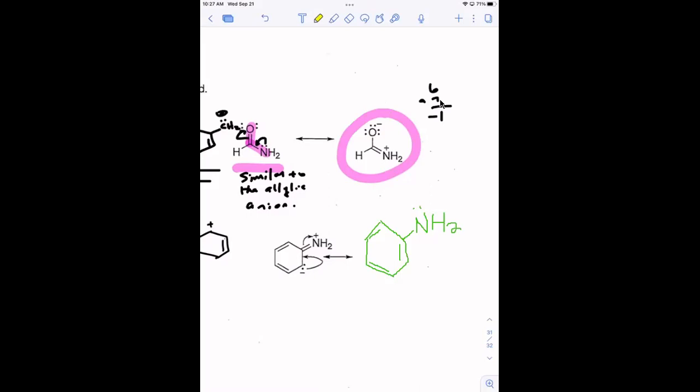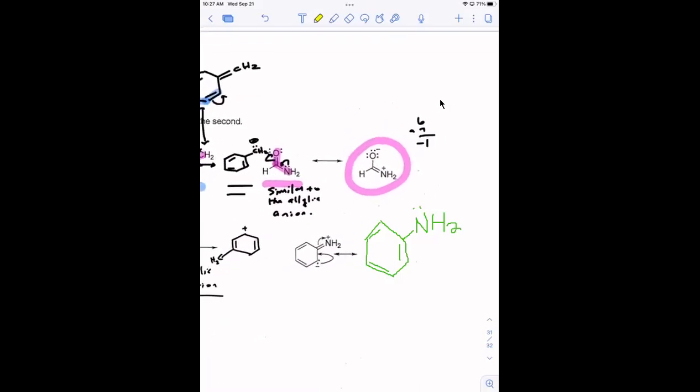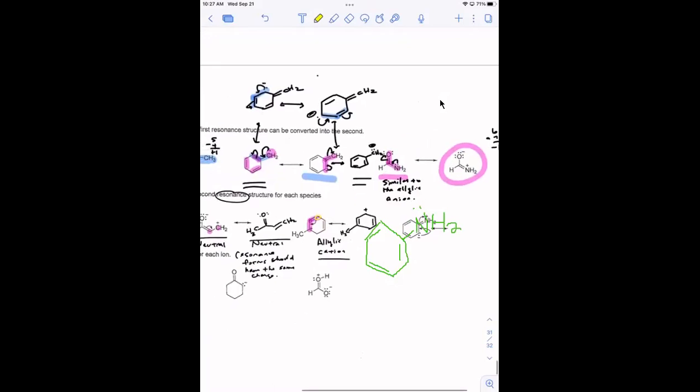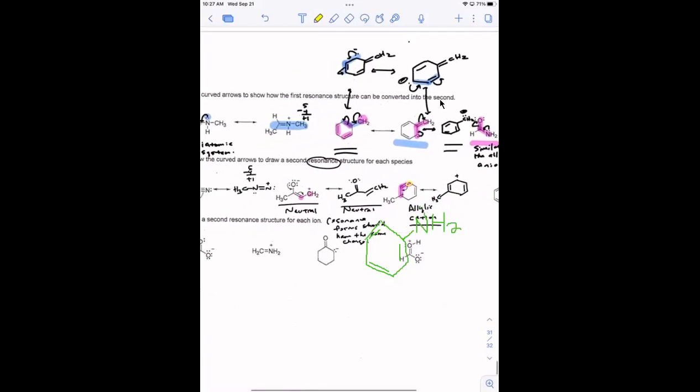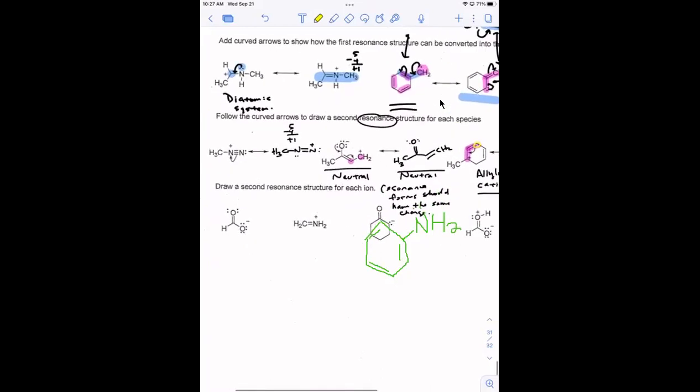Right? The reason we're working through these examples is because, again, you got to get used to both. You got to get used to putting the arrows in and following the arrows if they're already there. So that's the whole purpose of this exercise. Let's finish these down here.